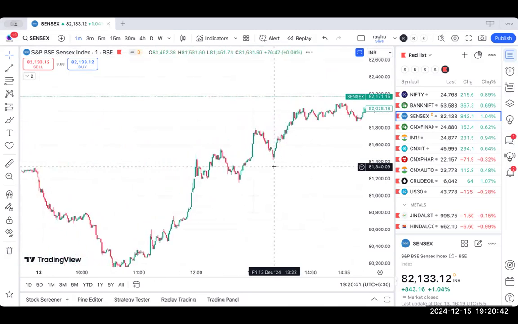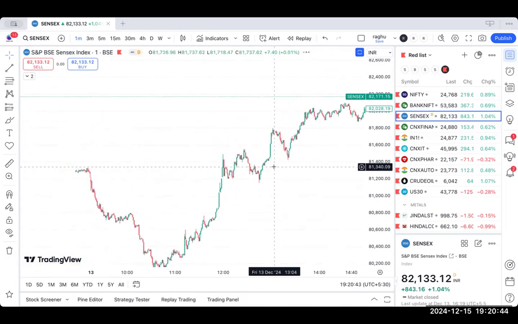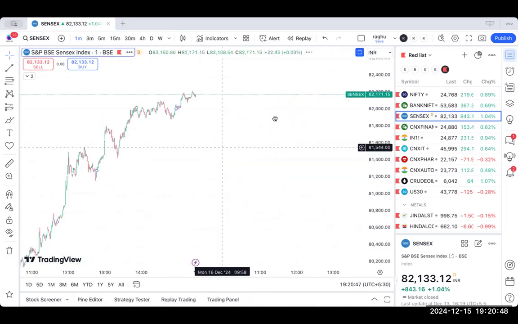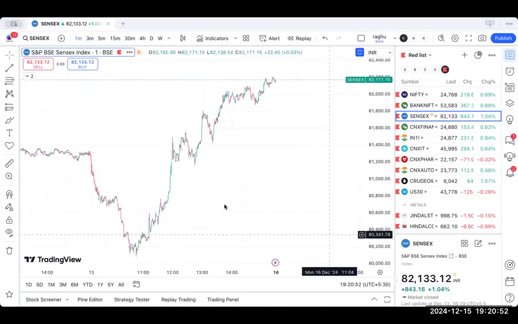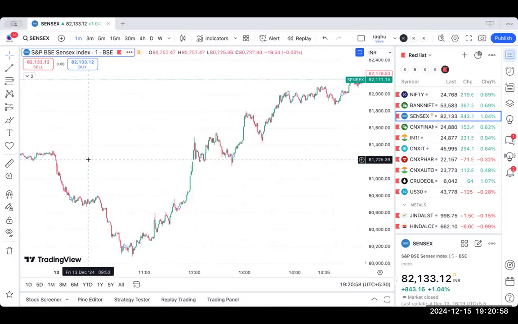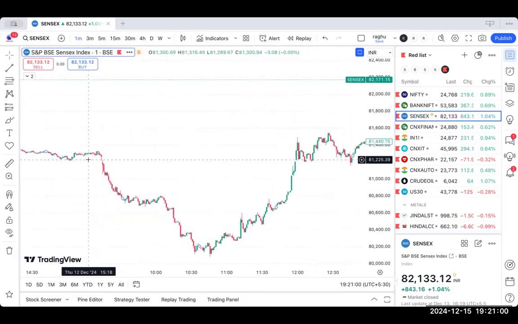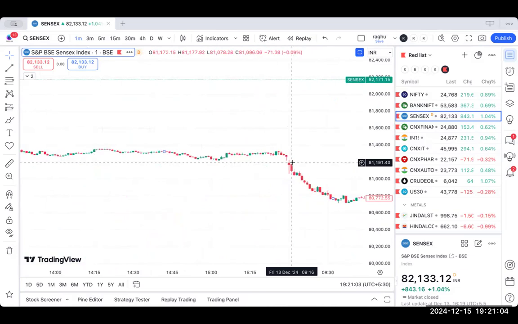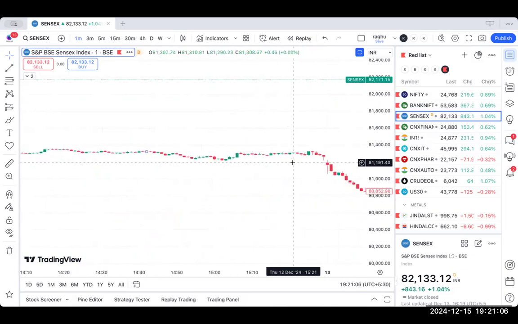I'll show you how your psychology works in 1 minute. This was our 1 minute chart. First of all, you will not get an entry in 1 minute, but if you get an entry, you should be super fast enough to take a trade in 1 minute.